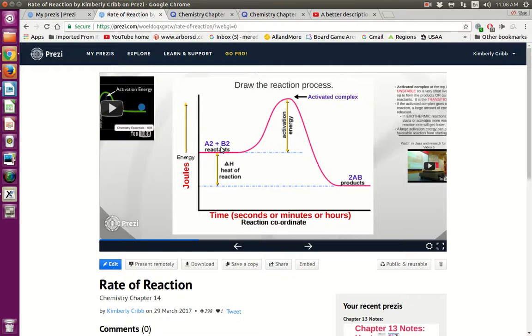All right, there's that picture again. We did this in class. I just wrote it rather on your notes. There's joules, the reaction. The delta H, the heat of the reaction. There's the two ABs for the products. There's the A2 and the B2 reactants. And this is where we drew the activated complex that was unstable.